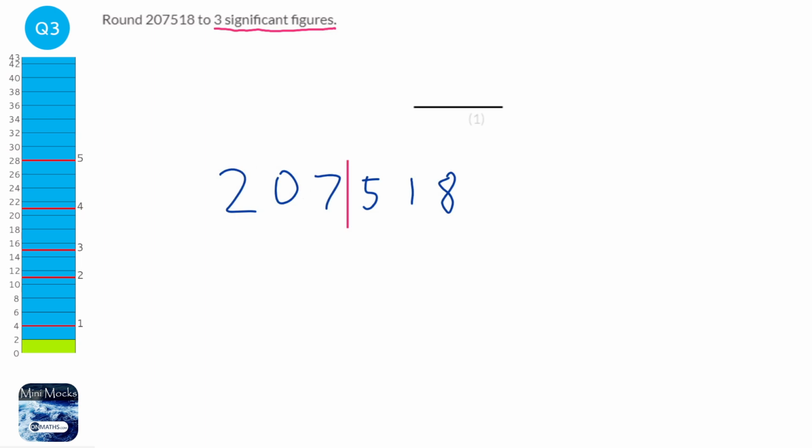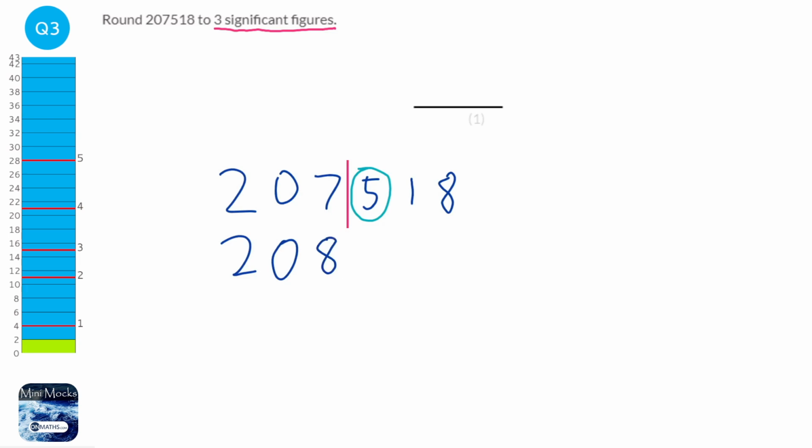Now all the numbers to the right, so these numbers here, will all turn to 0. But before that happens, we look at this number. If it's 5 or more, it moves the previous number up by 1. If it's less than 5, that number stays the same. Now it is 5 or more, because it is 5. So it's not going to be 207, it's going to be 208.